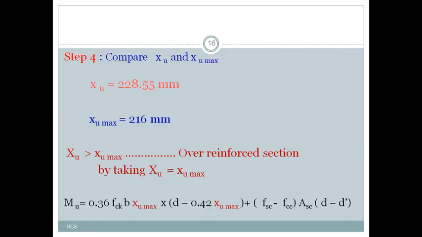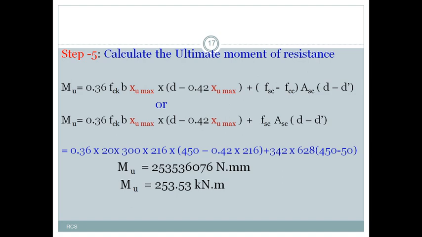So as per IS 456-2000 in limit state method, over reinforced sections are not desirable, so we have to design it as a balanced section. To design balanced section, in place of XU, we have to substitute XU max for calculating moment of resistance. So the formula will be like this: in place of XU, we have substituted XU max. Then based on the value obtained for XU max, we have to calculate ultimate moment of resistance by using these formulas. That is Mu equal to 0.36 FCK B into XU max. Usually it will be XU, but it is an over reinforced section. In place of XU, we have to substitute XU max.